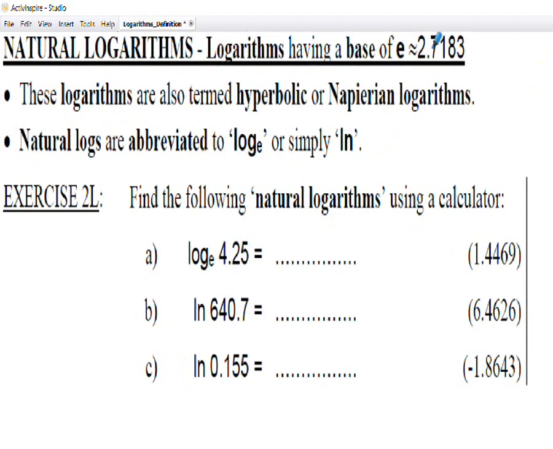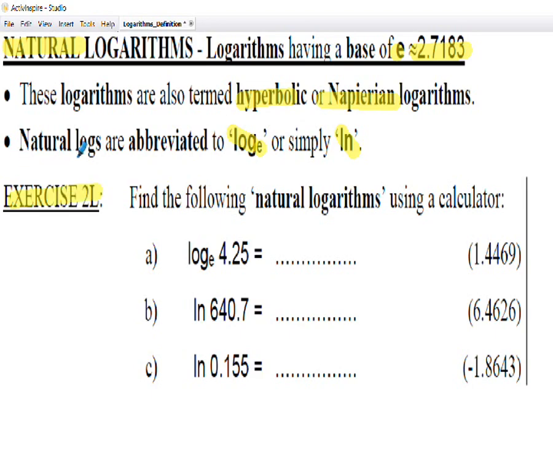The second type of logarithm we need to be aware of are called natural logarithms, and these have the base of e, this very strange number, the exponential number, 2.7183 to 4 decimal places, but it's an irrational number that goes on forever. These logs are also called hyperbolic logarithms or Naperian logarithms. They're denoted by log to the base of e, with a small suffix e, or simply ln. On your calculator you'll see an ln key, and that's the natural logarithm key. It looks like in, but it's ln.